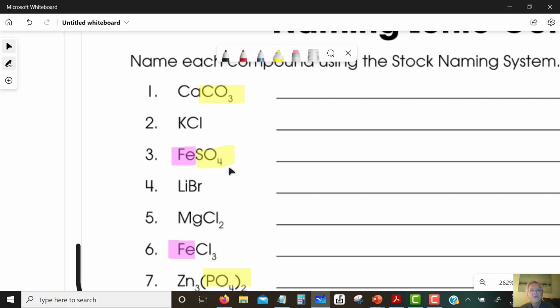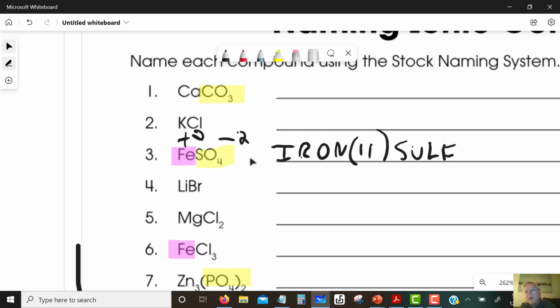Well, if I look at this, right now it seems like the subscripts are 1s outside of the iron and the sulfate. But the sulfate has a -2 charge. So for that to balance, the iron had to have a +2 charge. So we would write that out: iron, Roman numeral 2 in brackets, sulfate. I get that from the table. Number 6, transition metal.